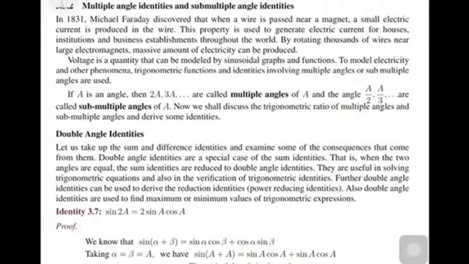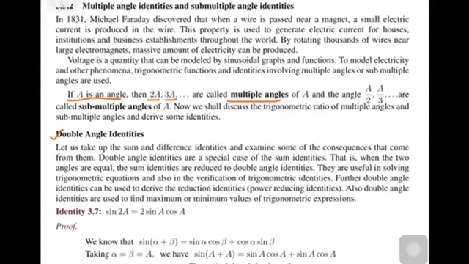Multiple angle identities and sub-multiple angle identities. If A is the angle, then 2A, 3A, etc. are called multiple angles. A by 2, A by 3 are called sub-multiple angles of A. Okay. So, first, double angle identities.